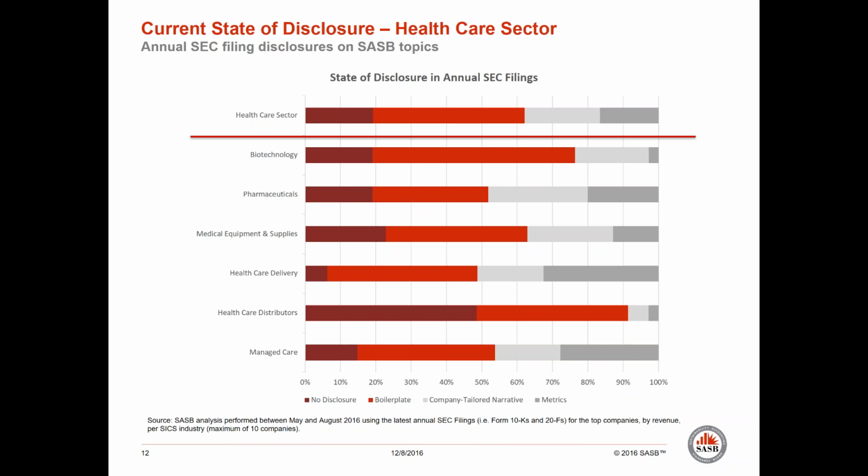So you'll see that this slide demonstrates that most of the issues across the different industries are currently agreed by the companies to be material and are therefore discussed in some way or another in the Form 10K. For example, in biotechnology, only 20% aren't disclosing across the different issues. Of course, what we also see is that a majority of the disclosure at this point is boilerplate. So we're hoping to move the needle forward towards more decision-useful disclosure.